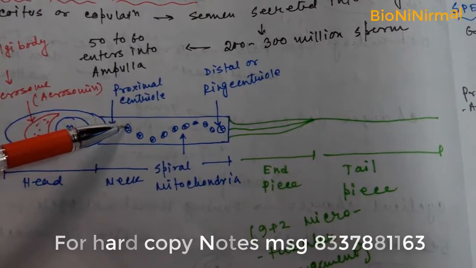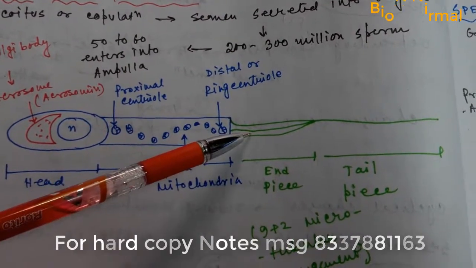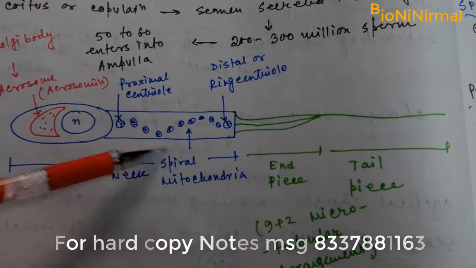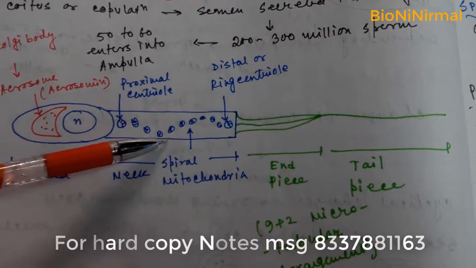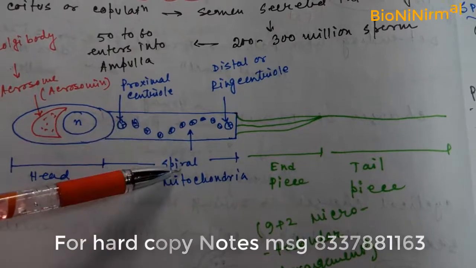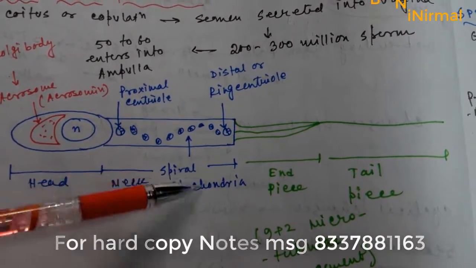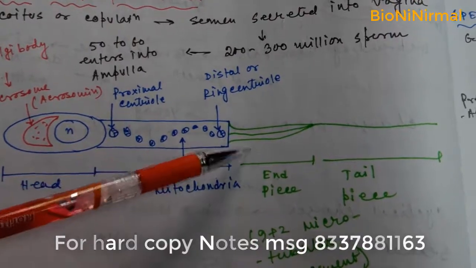There is the neck, and in the neck region just below the head there is the proximal centriole, and this is the distal centriole or the ring centriole, situated just above the tail. There are many mitochondria, called the spiral mitochondria, and this spiral mitochondria provides the spermatozoa energy when the sperm moves in the female reproductive organ.